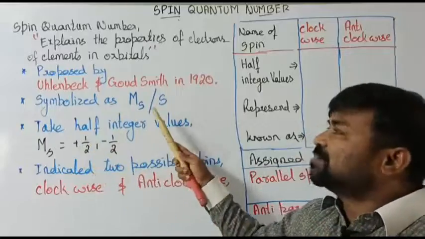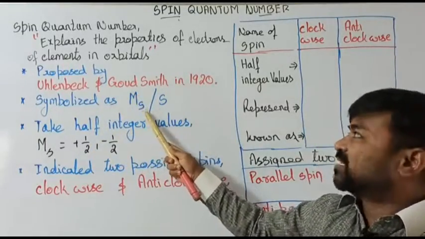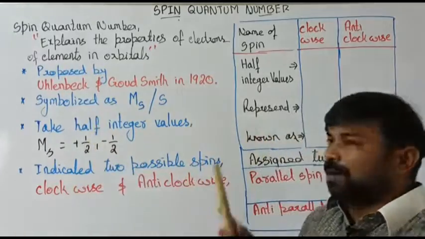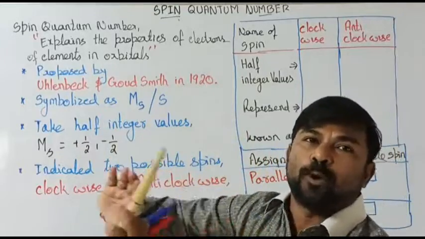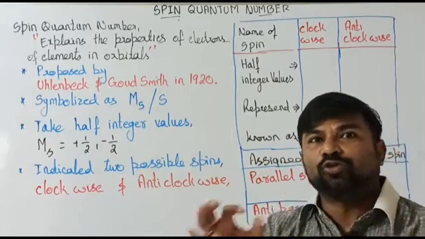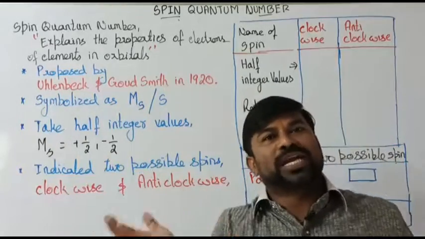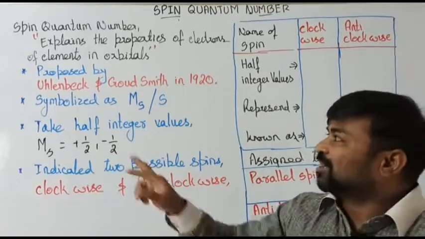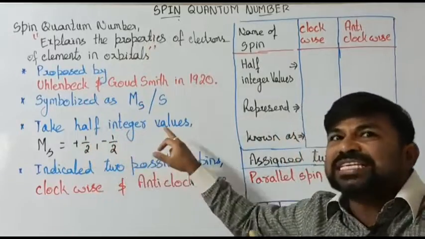And how is it symbolized? We have 2 symbols here. We can call it m subscript s, or mainly s. So that is the symbol. Now generally the principal quantum number takes values of all positives. The azimuthal quantum number takes values of all positives with the 0. Right. The magnetic quantum number takes positive and negative values and also the 0. But this is the strange thing, that the spin quantum number takes half integer values.